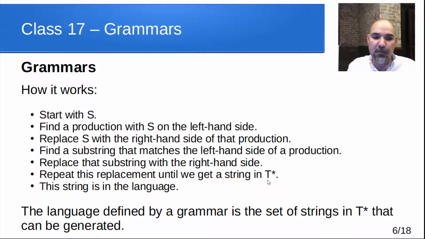So no more variables left, and that string now is just entirely symbols from our alphabet, so that string is in the language. So the definition in this case of the language defined by the grammar is the set of all strings in T star that can be generated by starting with S. So if we can start with S and generate that string, it is in the language, and the language defined by it is the set of all strings that we could generate by starting with S.